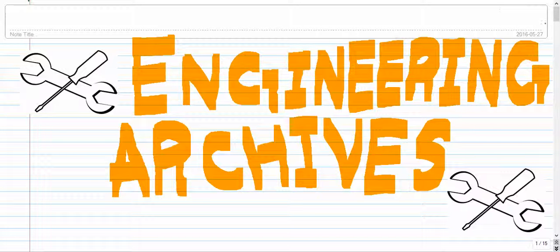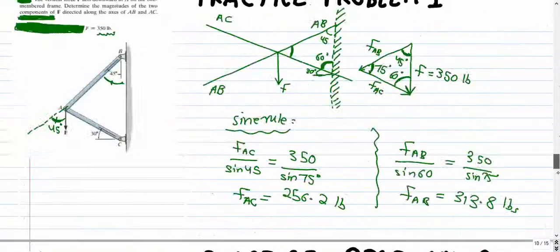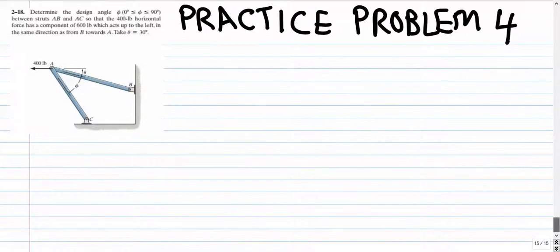Let's now look at our practice problem number 4. So in this question, they say determine the design angle phi. This symbol stands for phi, or you can just call it theta.